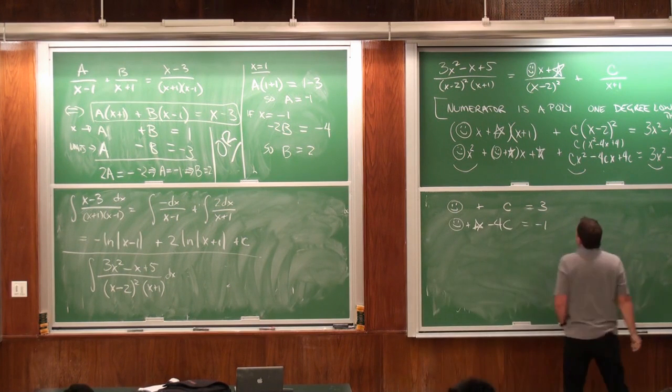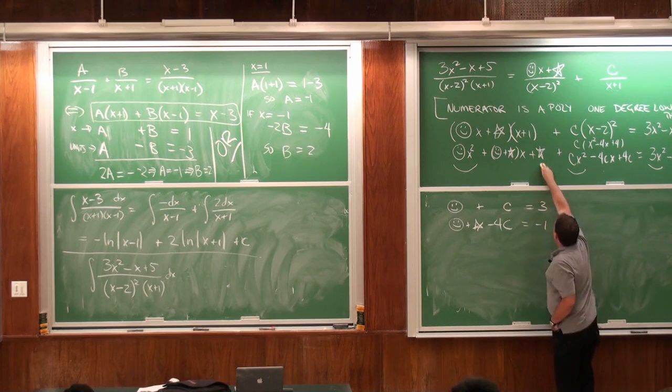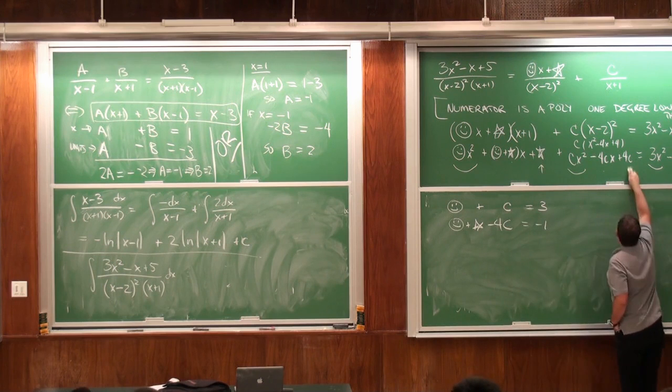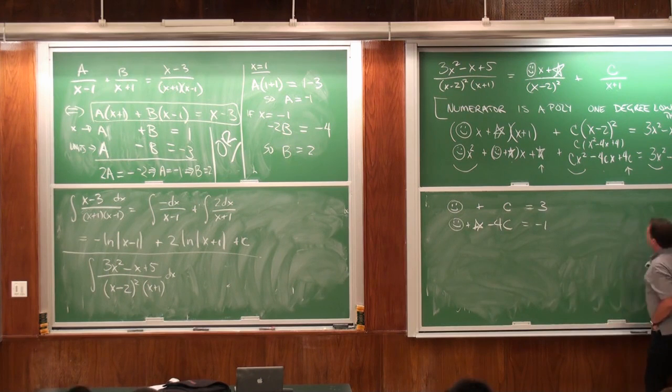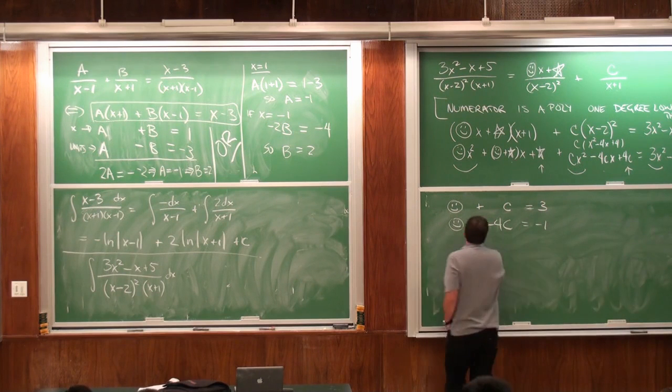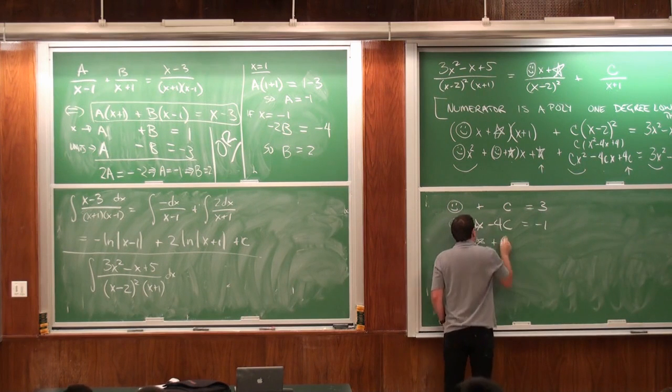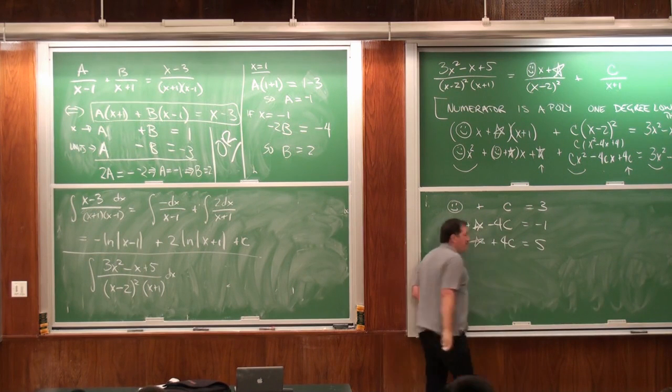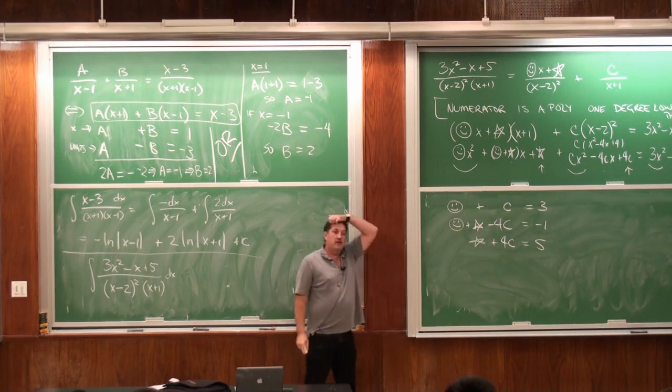And then from the units terms, I get the star plus 4c equals 5. And so now I have to solve these things all together.